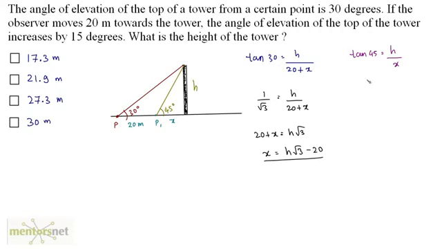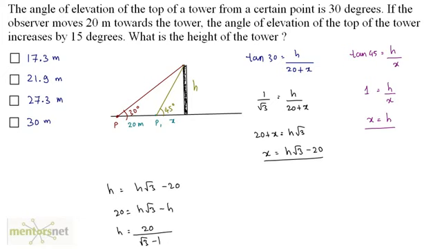Let us solve this further. Tan 45 according to the trigonometric table is 1. So we have 1 is equals to h by x. So therefore x is equals to h, right? Now the left hand sides of these two equations are same, so we can equate them. So I can write h is equals to h root 3 minus 20, isn't it? So 20 is equals to h root 3 minus h, correct? So therefore h is equals to 20 divided by root 3 minus 1, isn't it?